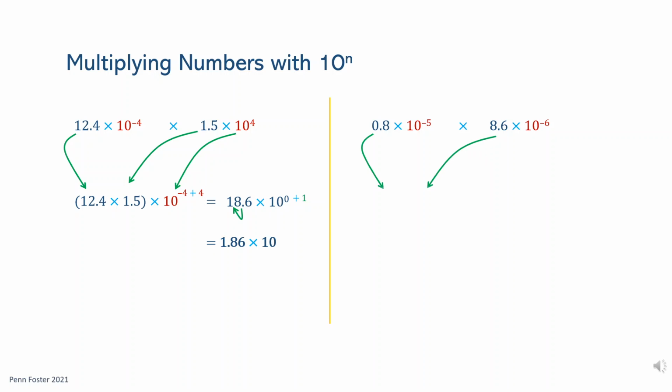Again, multiply 0.8 times 8.6 first and add the powers of 10. The product is 6.88 times 10 to power negative 11. It's in scientific notation, so that's the final product.